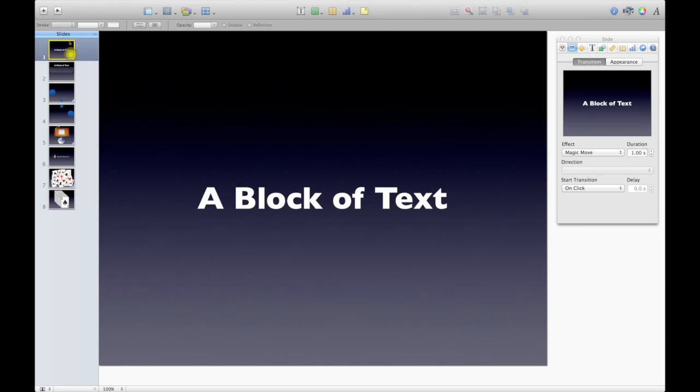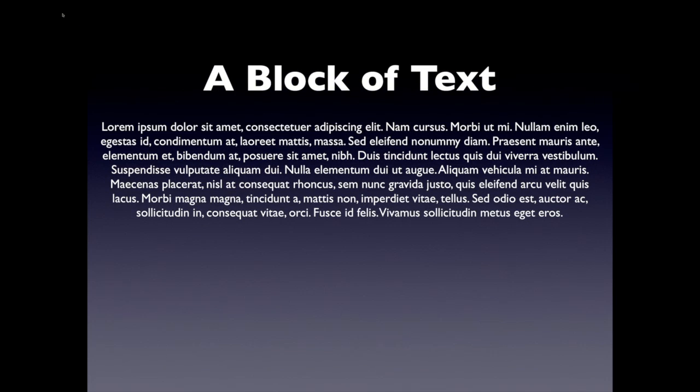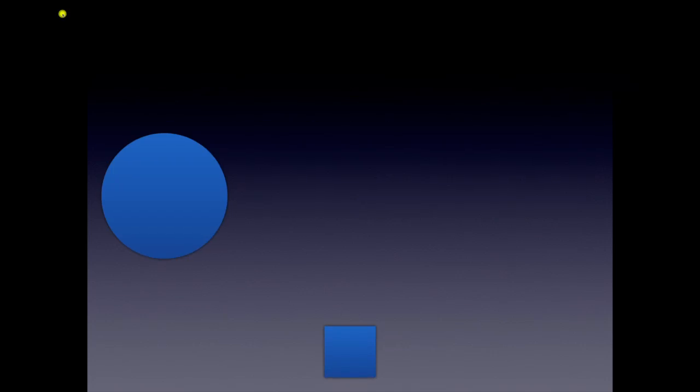All right, so let me just recap here. I'll go to the beginning. We can do this with text. Here I have a title and a paragraph, magically move in. You can do it with keynote shapes, and yes, you can do it with multiple shapes. However, keep in mind with shapes and text, you can't change them at all on the second slide or else the magic move won't work.